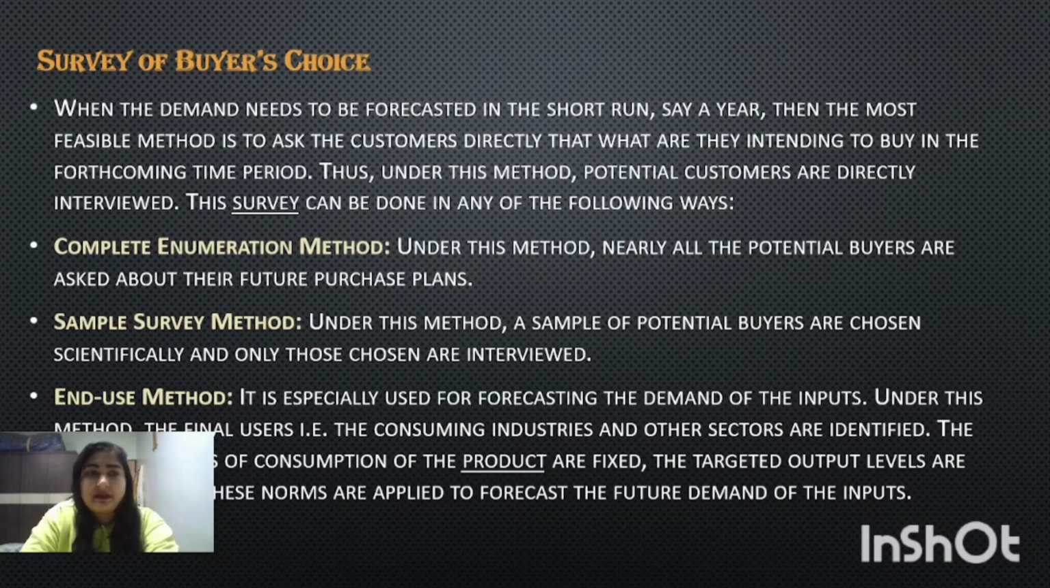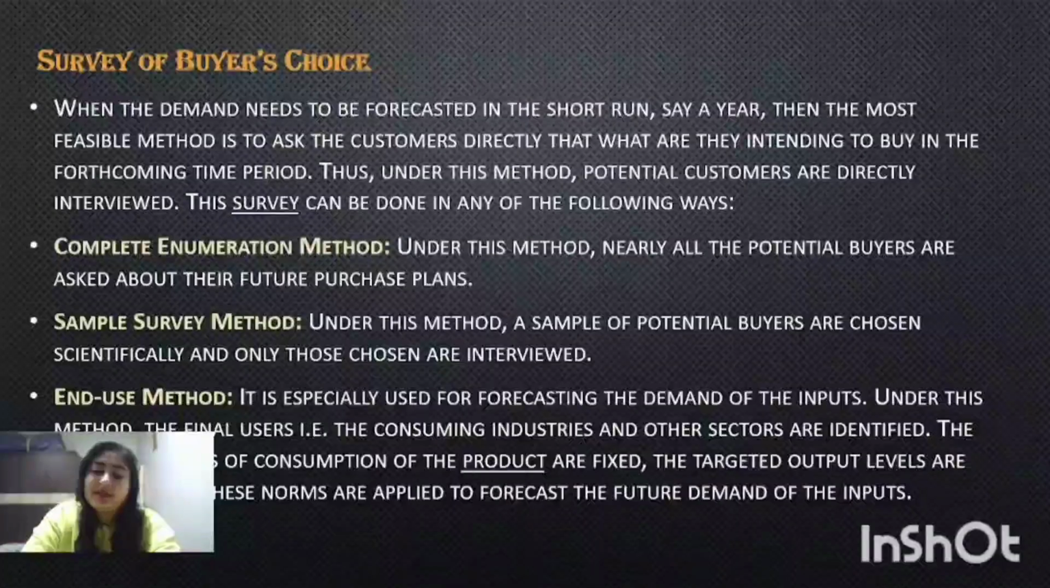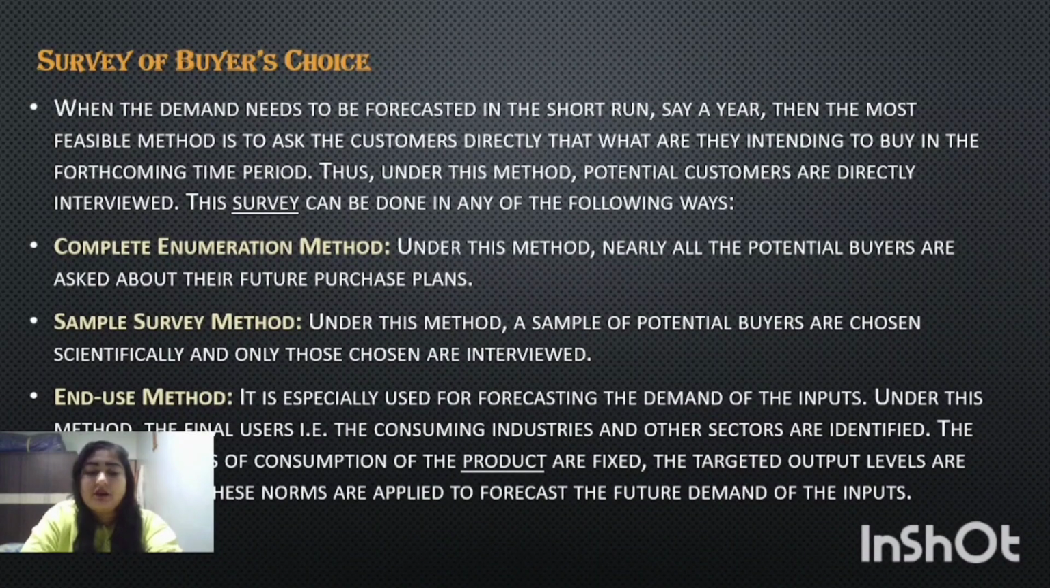So let's start with the first method, which is survey of buyer's choice. In the survey method, customers are directly involved. They are questioned or interviewed about what they tend to buy in the future. Now, survey of buyer's choice bifurcates into three more methods, which are complete enumeration method. Under this method, nearly all the potential buyers are asked about their future purchase plans.